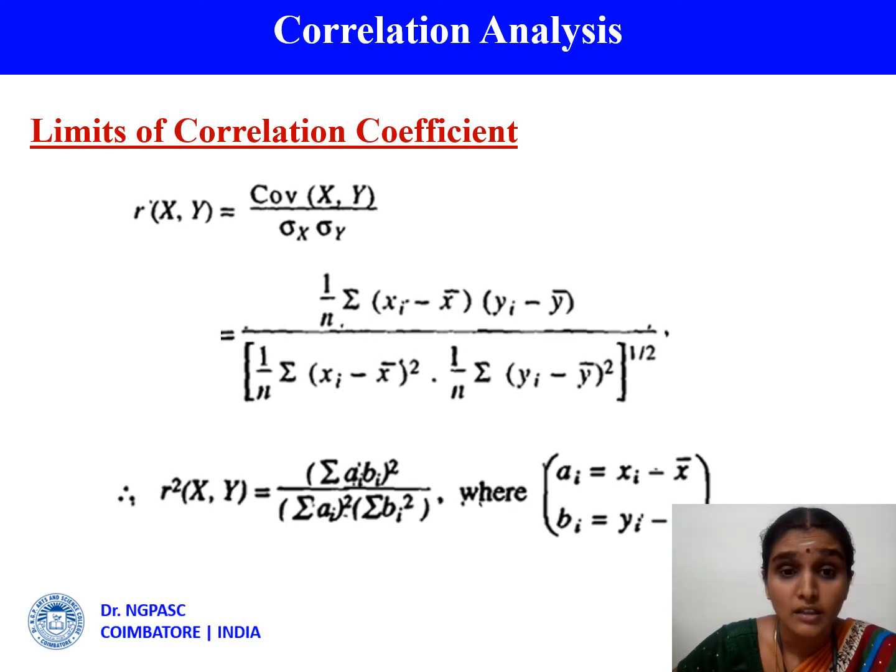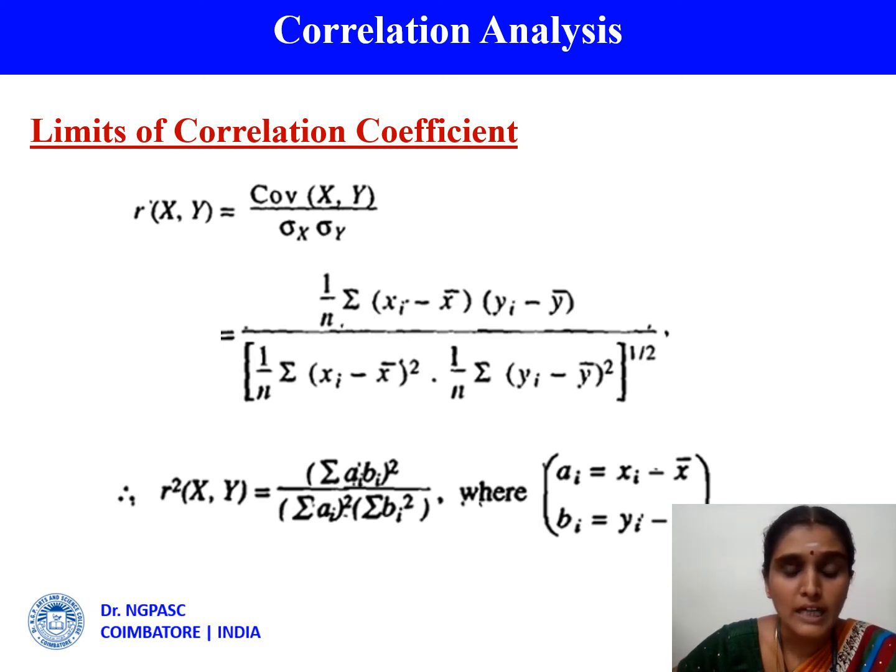I said that correlation coefficient is a numerical value. Every numerical value has a certain limit. Now we are going to find the limits of correlation coefficient. R of x, y is equal to covariance of x, y divided by sigma x into sigma y. This is the formula for finding the correlation coefficient. Now you write the formula for covariance of x, y and sigma x by sigma y. After expanding the covariance and sigma x into sigma y, consider xi minus x bar as ai and yi minus y bar as bi. Then you square on both sides.